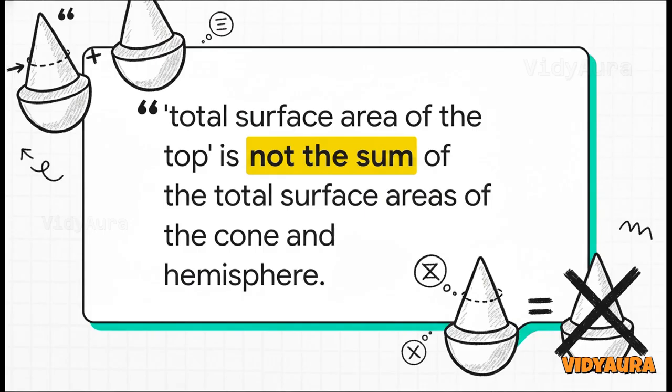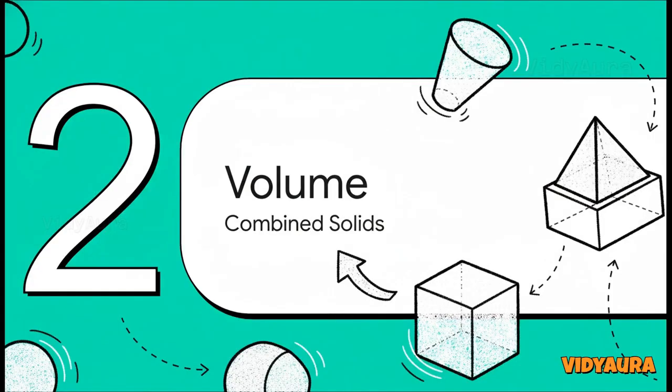Please, please remember this. The number one mistake people make is they just add the total surface areas of the two shapes. Don't fall into that trap. Remember, the parts that are glued together are hidden. They don't count. Fantastic. You've just nailed the hardest part of this chapter.